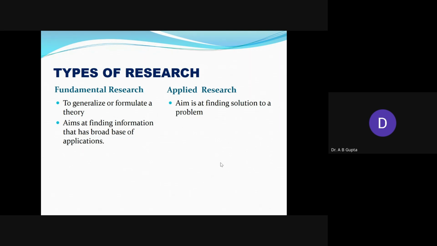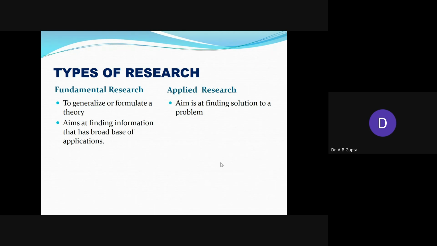For example, in the area of education, if one of the researches you are undertaking is that you want to formulate a theory of how learning happens, how students learn, if that is the focus, then you are generalizing a theory.